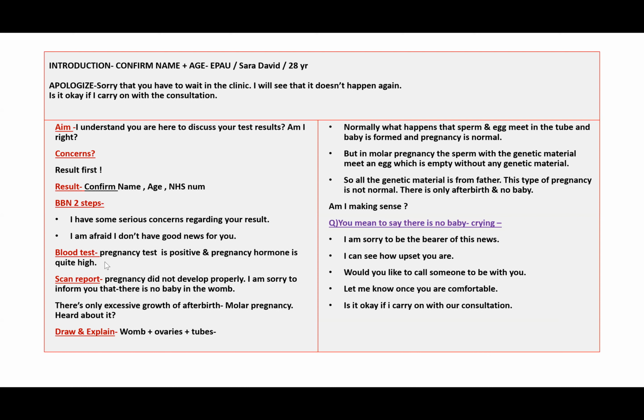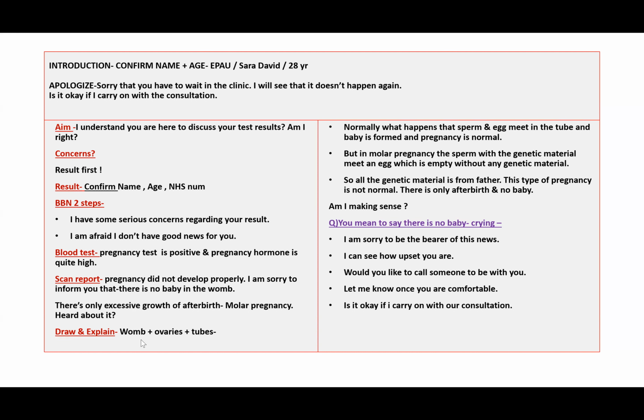And regarding the test, you will tell that the blood test was done and it shows that the pregnancy test is positive, pregnancy hormone is quite high. The scan report shows that the pregnancy did not develop properly. I'm sorry to inform you that there is no baby in the womb. There's only excessive growth of water after birth. We call it molar pregnancy in medical terms. Have you heard about it? You can draw and explain that.